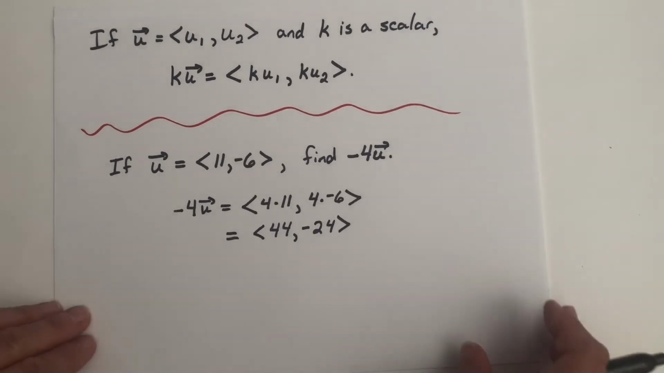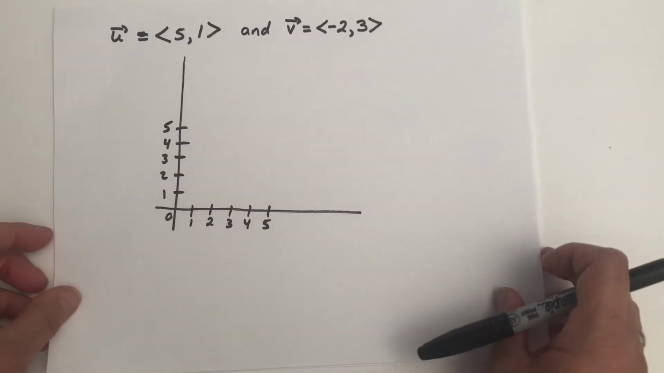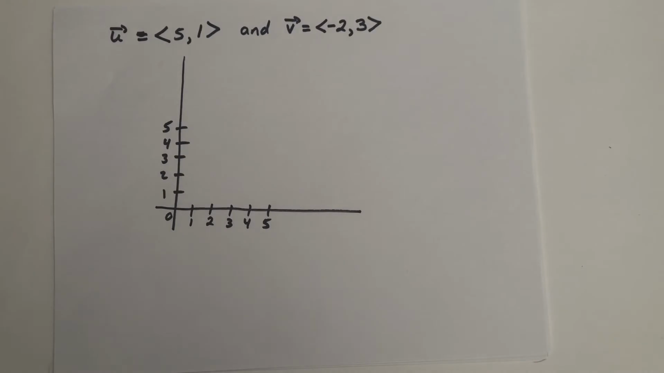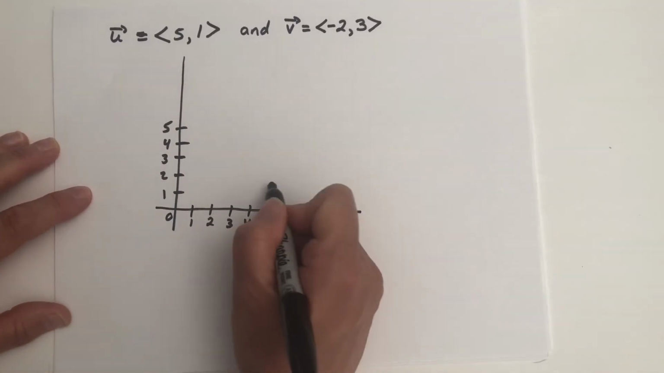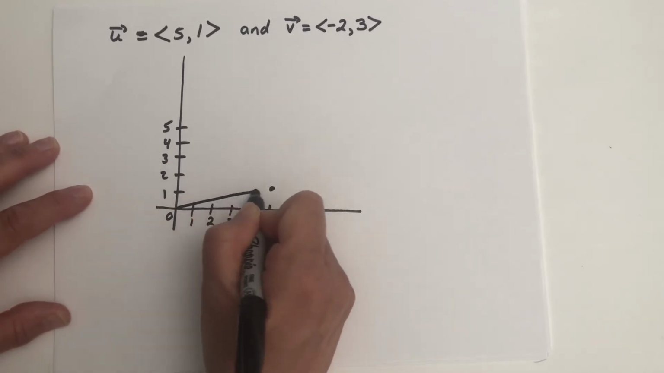Let's move on and talk about vector addition. And we'll start with these two vectors. U will be the vector 5, 1, and v will be the vector -2, 3. And let me draw the vector u with its initial point at the origin, so its terminal point will be here. So here's the vector u.